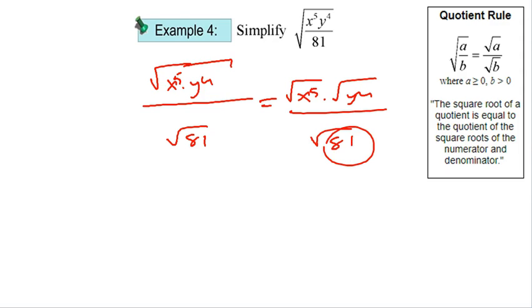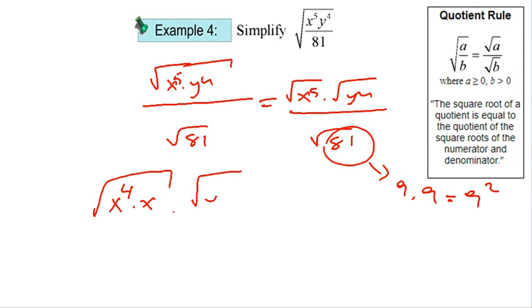So we know that 81 is just 9 times 9, which is 9 squared, so the perfect square of 9. So it just comes out as 9. So I can rewrite this x to the power of 5 as x to the power of 4 times x under the radicand, times, I can rewrite this y to the power of 4 as y squared to the power of 2, over just 9.